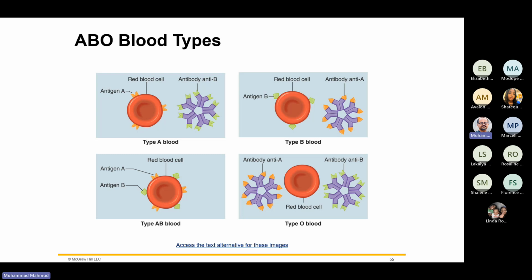Type A, antigen A on the red blood cell, antibody B in the plasma. So if my blood group is type A, that means I have antigen A on the cell and antibody B in plasma. If someone is type B, he or she has antigen B and antibody A in plasma. Another person with type AB, they have both antigens, no antibodies. The last person with type O, that person will have no antigen but both antibodies in plasma.